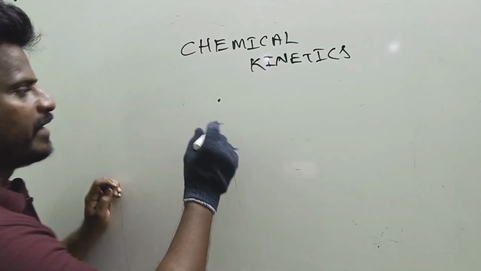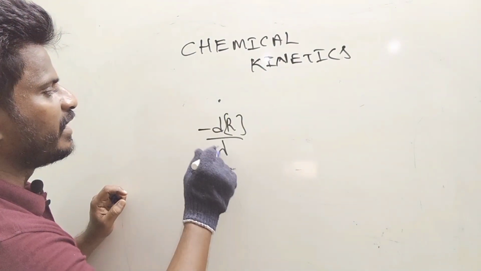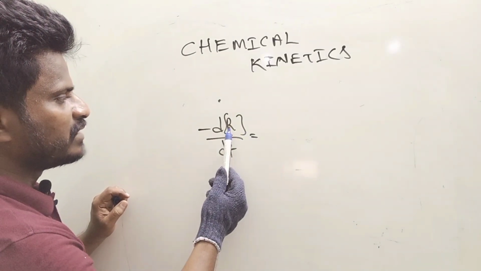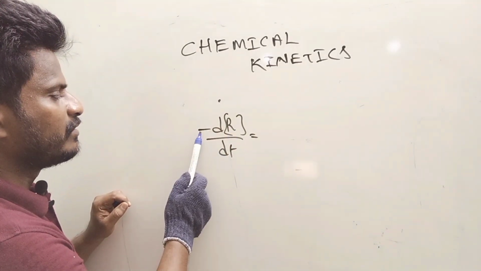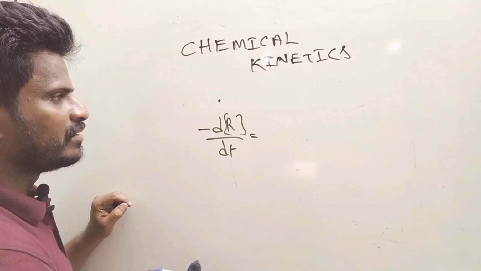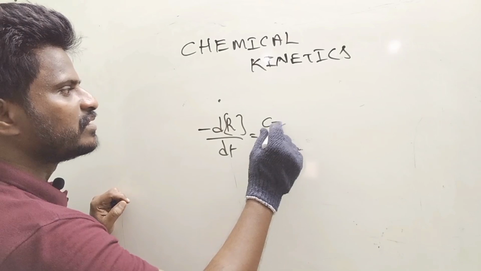In chemical kinetics, the term minus dR by dt indicates the change in concentration of the reactant with respect to time, but this negative sign indicates the decreasing concentration of the reactant. It is represented as the rate of consumption.